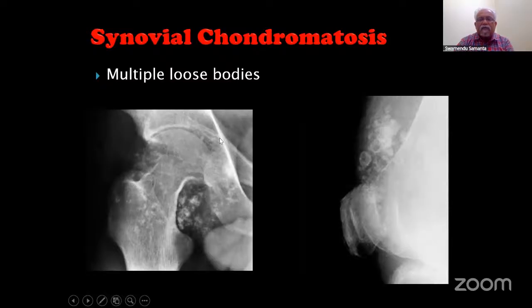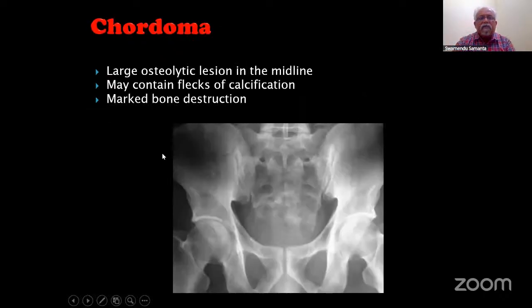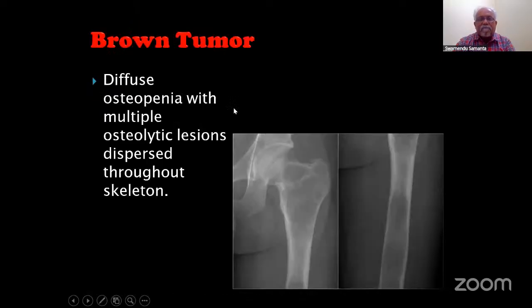Once you see this picture, you will never forget it in your lifetime. This is the classic picture of multiple loose bodies. It can happen mostly around the knee, but sometimes it can happen around the hip, also in the shoulder. This is chordoma. You see, a large osteolytic lesion in the sacrum. Mostly it happens in the axial skeleton. May contain flecks of calcification, and there is marked destruction of the bone.